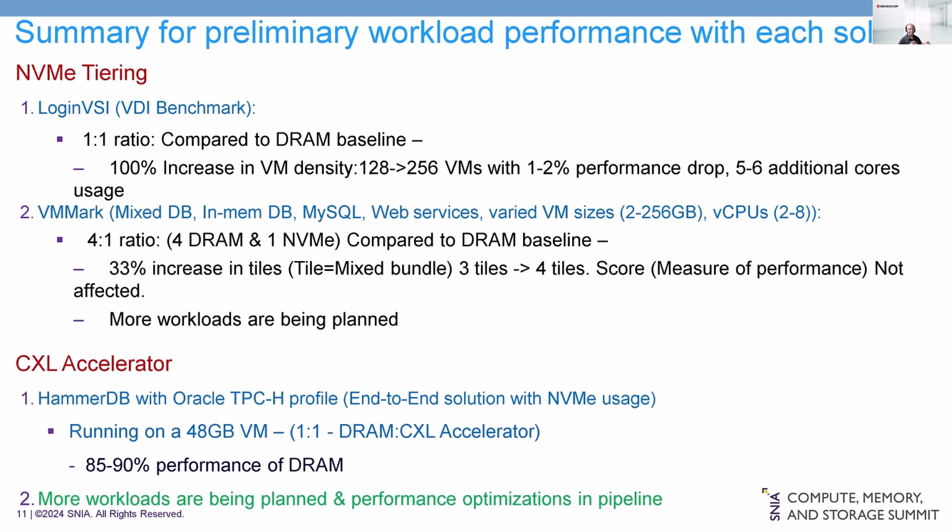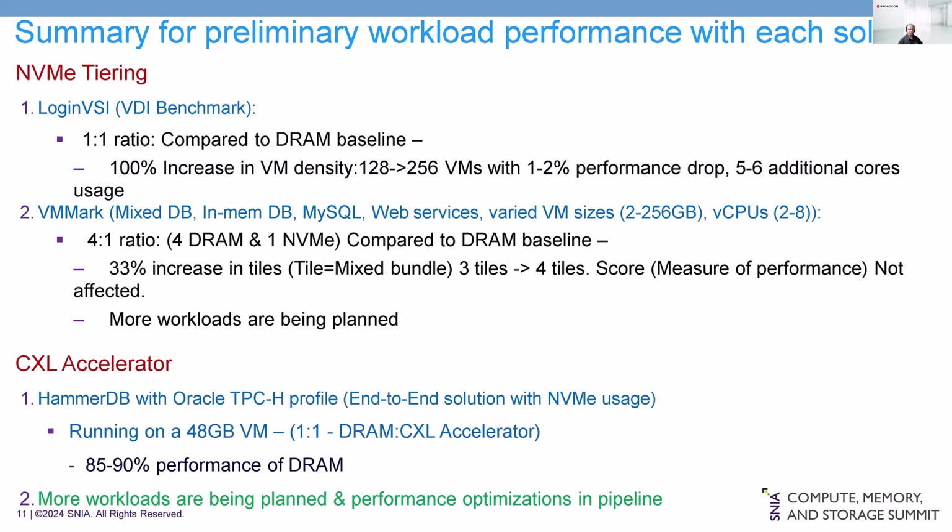The second workload benchmark that we ran was VMmark, which essentially is a VMware performance benchmark. Typically, our partners and OEMs use that. We ran a couple of workloads: mixed databases, in-memory databases, MySQL, web services, with varied virtual machine sizes ranging from 2 all the way to 256 gigabytes, and vCPUs ranging from 2 to 8. In this case, we set the DRAM to NVMe ratio as 4:1. When we compared the NVMe tiering metrics to the DRAM baseline metrics, we saw a 33% increase in the tiles. And we are planning to run more and more workloads.